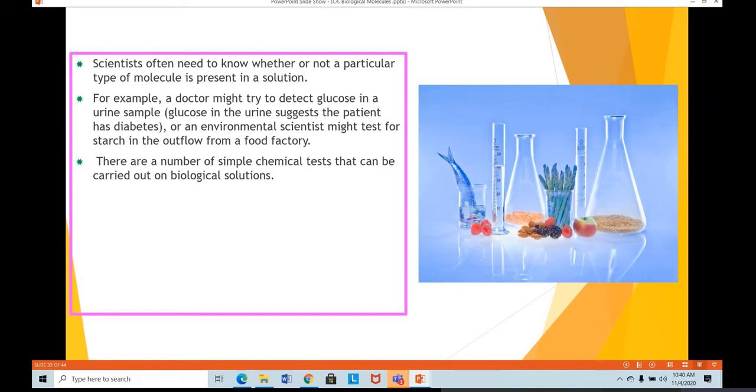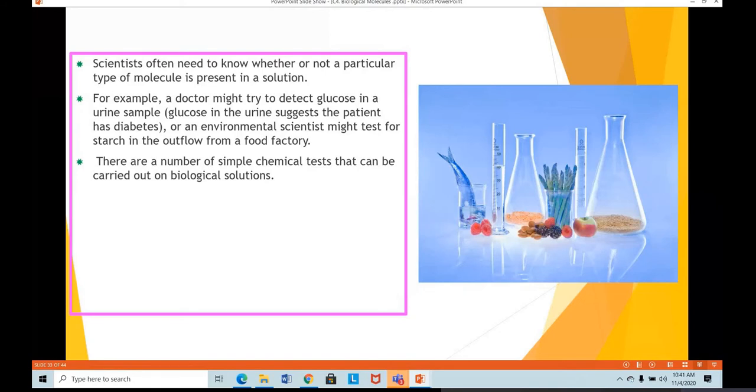Why does the doctor have to detect glucose in urine, ladies? As I told you earlier? For diabetes. Very good, for diabetes, because mostly the diabetic patients lose glucose in their urine. So in such a case, the doctors have to check the sample of urine to detect the presence of glucose. Glucose in the urine suggests the patient has diabetes, or an environmental scientist might test for starch in the outflow from a food factory.